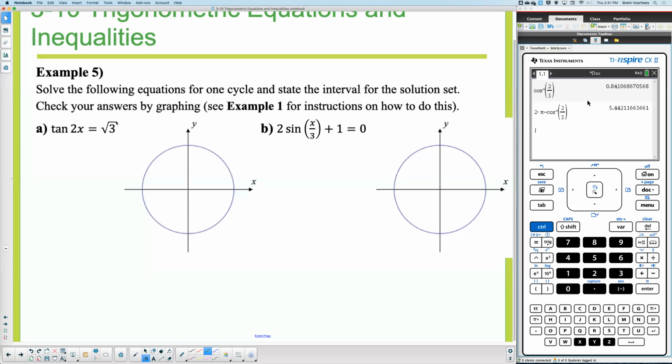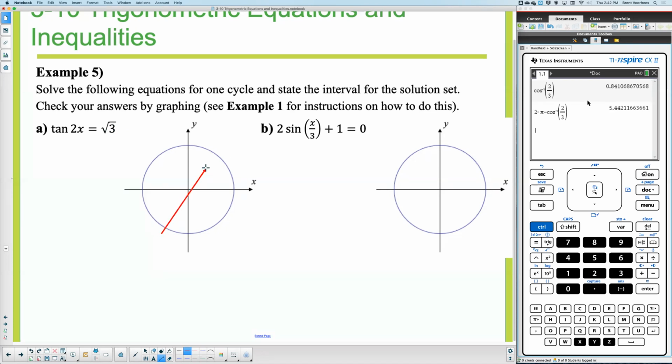This time, tangent's already isolated. I know there's a 2 there, but it's actually already isolated. So tell me, on a unit circle perspective, what is tangent? Is it y's? Is it x's? Or is it slope? Slope. We need a slope of square root of 3. Now, a square root of 3 is a positive slope, so it's going to be first and third quadrant. And square root of 3 is approximately 1.73 or something like that.